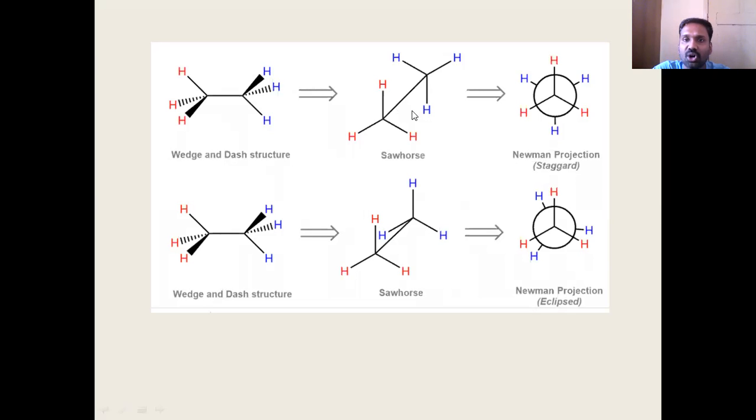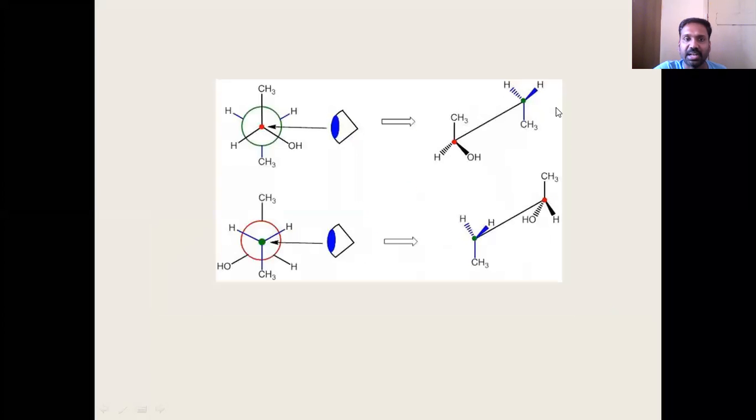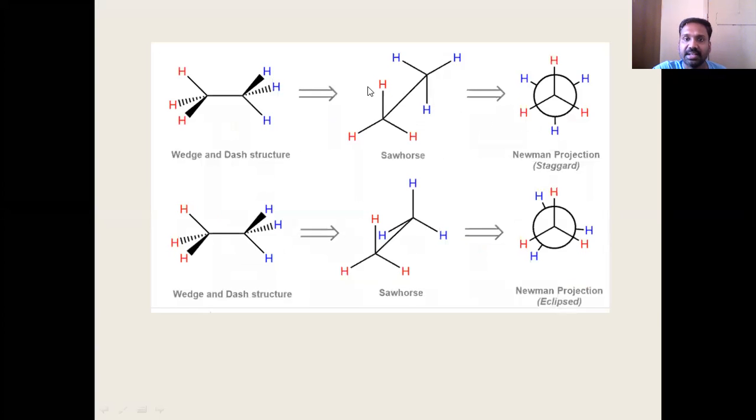You just see how a Sawhorse is converted to Newman. In this example, what we did, a Newman was converted to Sawhorse. Here, Sawhorse is converted to Newman. Don't look at the molecule from the side angle. You come here, have the line of viewing here. Then what happens? Your front carbon is a dot in front. Three hydrogens, red ones, attached to the front carbon. Three hydrogens, blue ones, attached to the rear carbon. The rear carbon you represent by a circle.